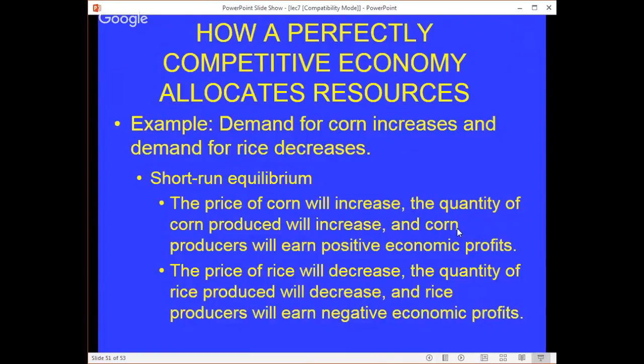So let's do this graphically. I've got the corn over here. I have a supply curve. I have an original demand curve. And for whatever reason, the demand for corn increases.